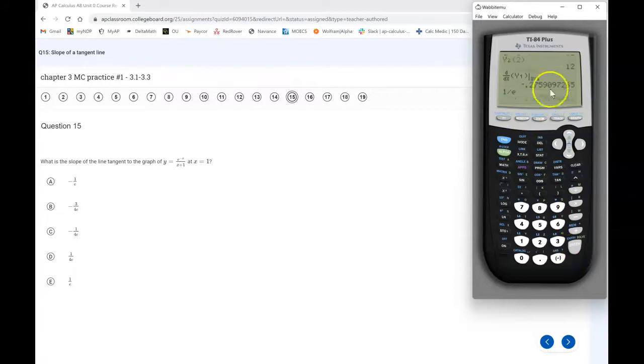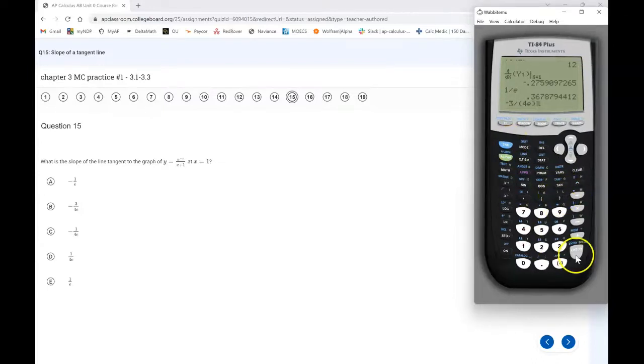So like 1 over e. Nope. Negative 3 over 4e. Nope. And then just 1, negative 1 over 4e. Nope. Uh-oh. It was the second one. Oh, okay. Sorry, I was just being dumb. Yeah, of course it is. There it goes.